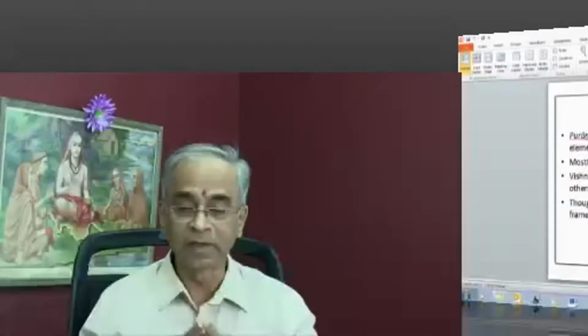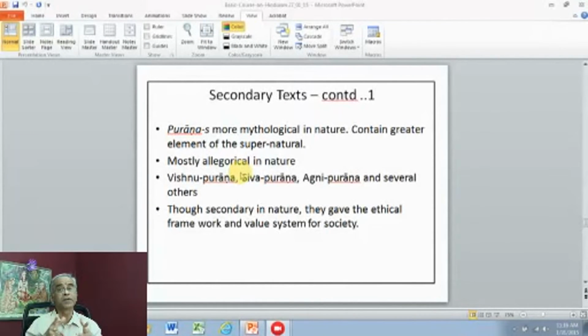And this Purana we should see as allegorical in nature. Puranas are more mythological in nature, with all the stories relating to gods. Puranas tell about creation, about various exploits and miracles of these gods, and they also talk about some kings who followed them. They also give some small stories about kings, basically to give some ethical value system to the society.